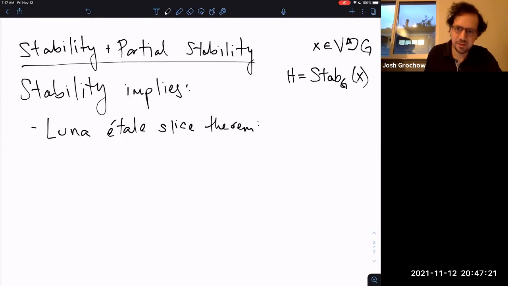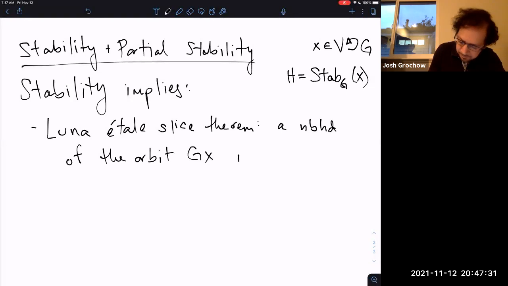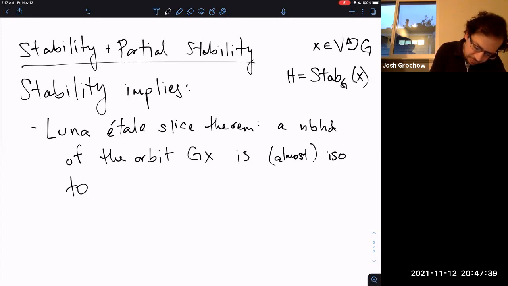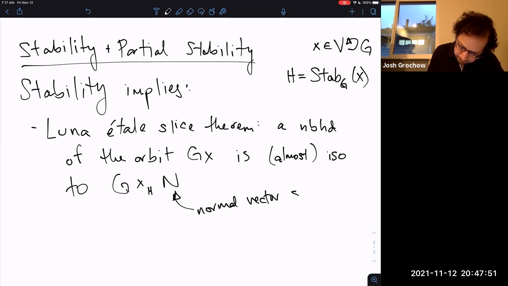So, okay, what does Luna's étale slice theorem say? What it says is a neighborhood of the orbit Gx is, let's say, almost isomorphic to G cross_H N, where N is like a normal vector space, where it's normal to the orbit. So I'll draw a picture in a second.